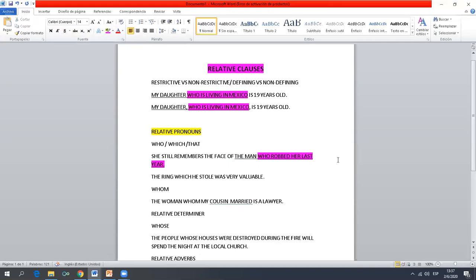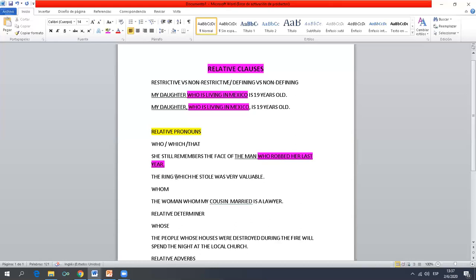And as I said before, this comes from two sentences. She still remembers the face of the man, and the man robbed her last year. Here you have an example using who. Then you have an example using which. The ring which he stole was very valuable.